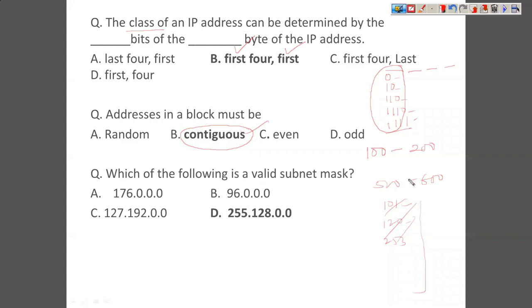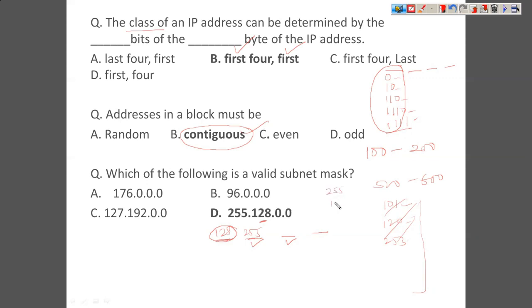Which of the following is a valid subnet mask? Now, here we have 4 options given. Subnet masks are always filled from left to right. There are 4 octets. If you move to the next octet, that means the previous octet is completely filled. You cannot have something like 128.255. This is not possible. So first you fill this octet and then you move here. And the other part is, these are the possible values.